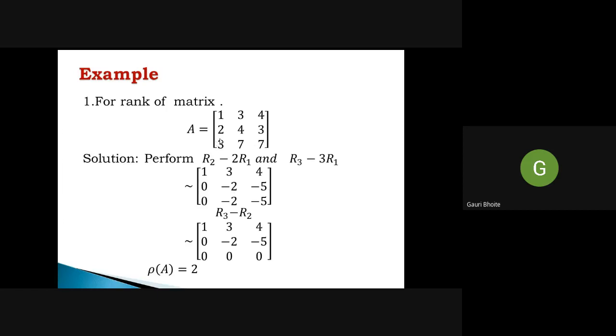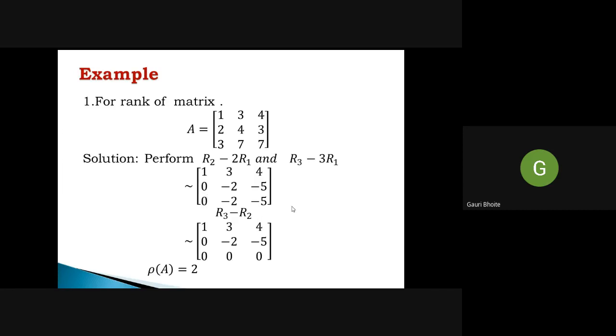Then again I make this entry also 0, because I want zeros below A11. Therefore R3 minus 3R1: 3 minus 3 is 0, 7 minus 3 times 3, that is 7 minus 9, is minus 2, and 7 minus 3 times 4, that is 7 minus 12, is minus 5. So this is my matrix when I make entries 0 below A11.